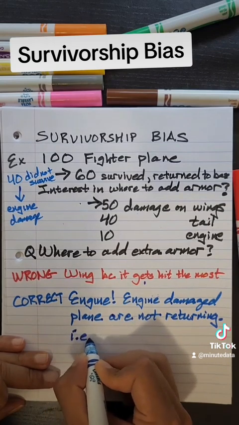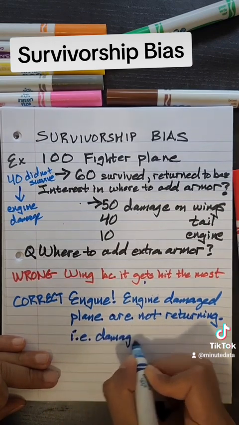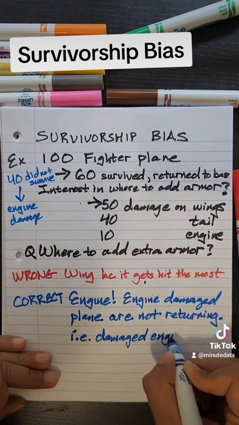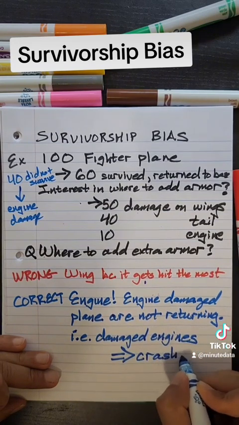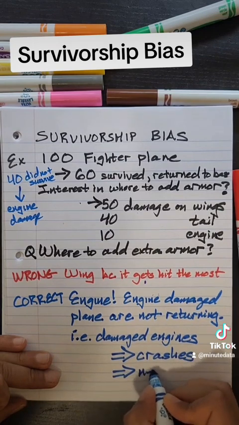In other words, damaged engines lead to crashes, which leads to needing extra armor.